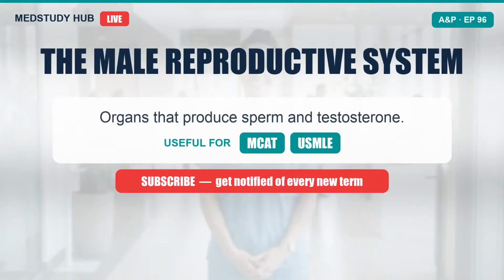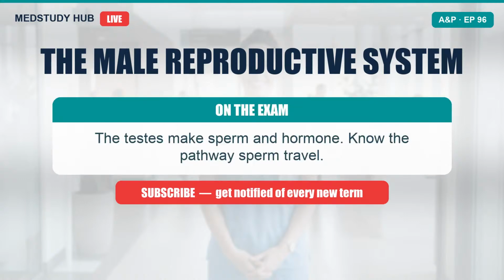The male reproductive system. Organs that produce sperm and testosterone. The testes make sperm and hormone. Know the pathway sperm travel.